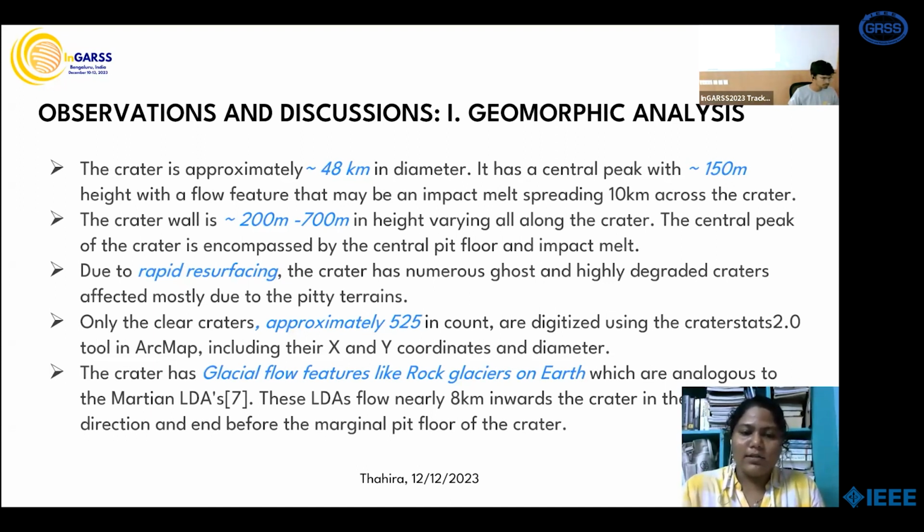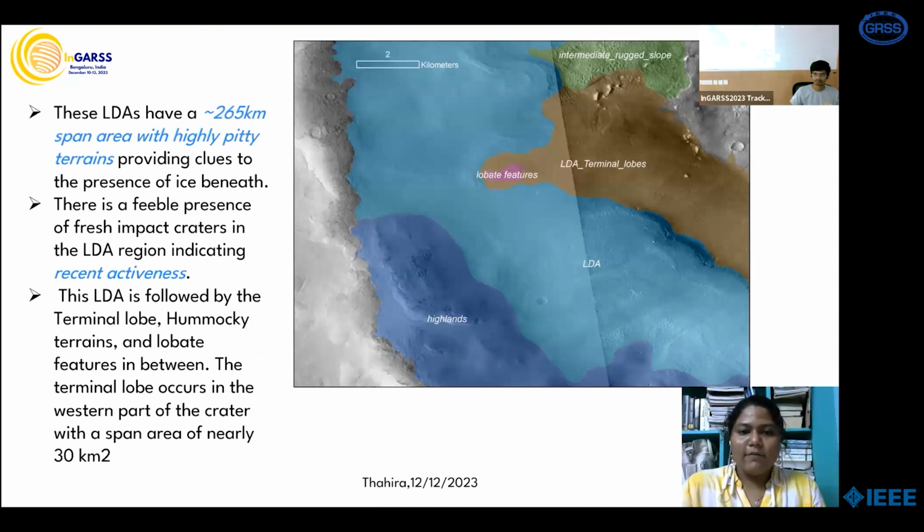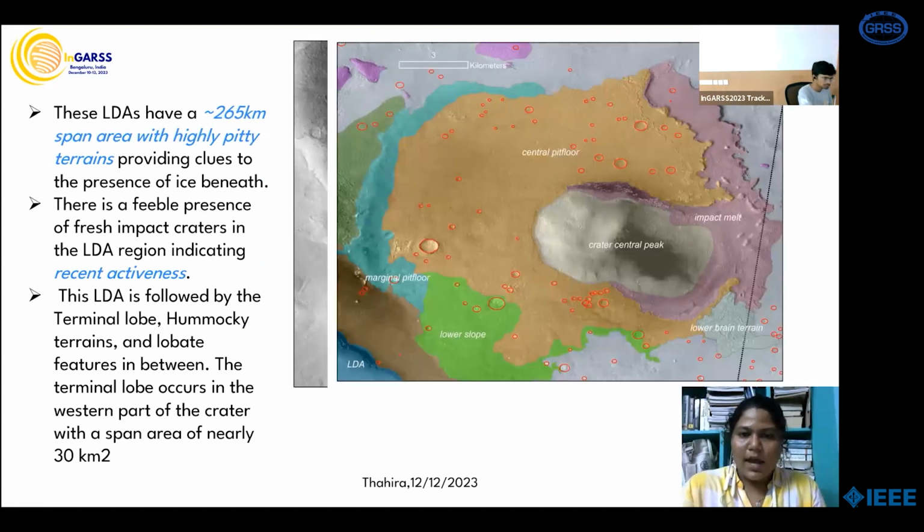So those craters are mapped, approximately 525 in count, visualized using the CraterStats tool in ArcMap. And this crater has glacial flow-like features like rock glaciers on Earth, which are analogous to Martian LDAs. So this LDA, which is shown in this map, has an area of around 265 square kilometers, with the highlands, the LDA, the LDA terminal lobes and the lobate features in between. And this is the central peak, central pit floor, impact melt, and the marginal pit floor.